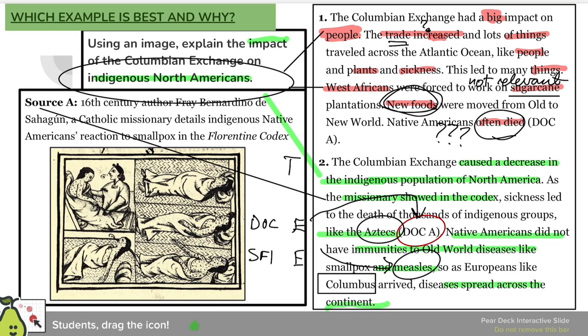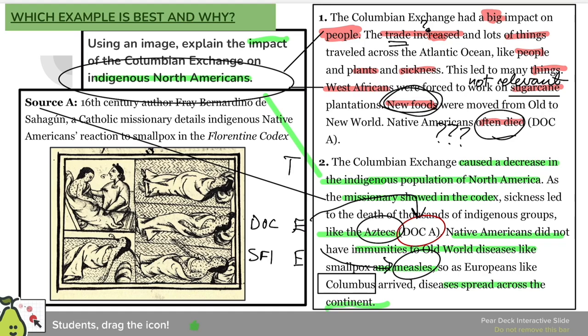The main idea is sickness led to the deaths of indigenous peoples. That is an accurate summary of this document. So a document doesn't have to be a book. No, it could be a passage out of anything. So it can be a painting. It can be a graph.